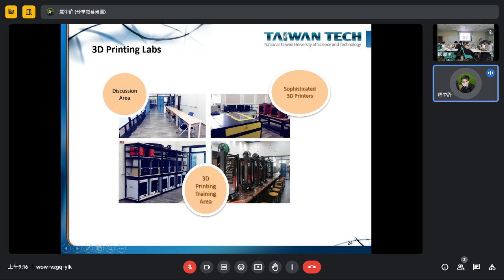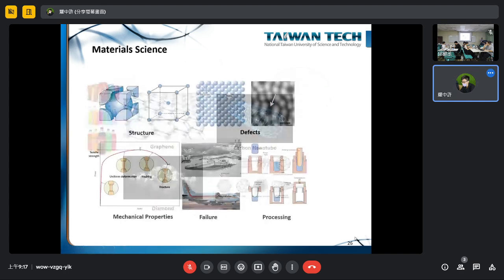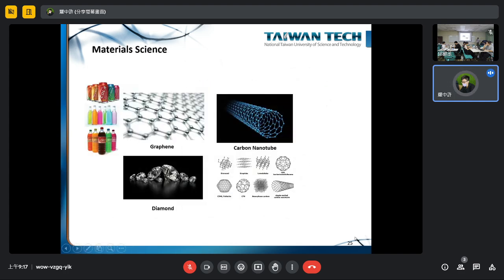We also have a 3D printing lab. I think two or three years ago, this summer course was also supported by the 3D printing lab. You can see many 3D printers, because this is a national qualification lab. So if you want to qualify, you can apply and then you get the license. Okay, so now let's go on to talk about material science.